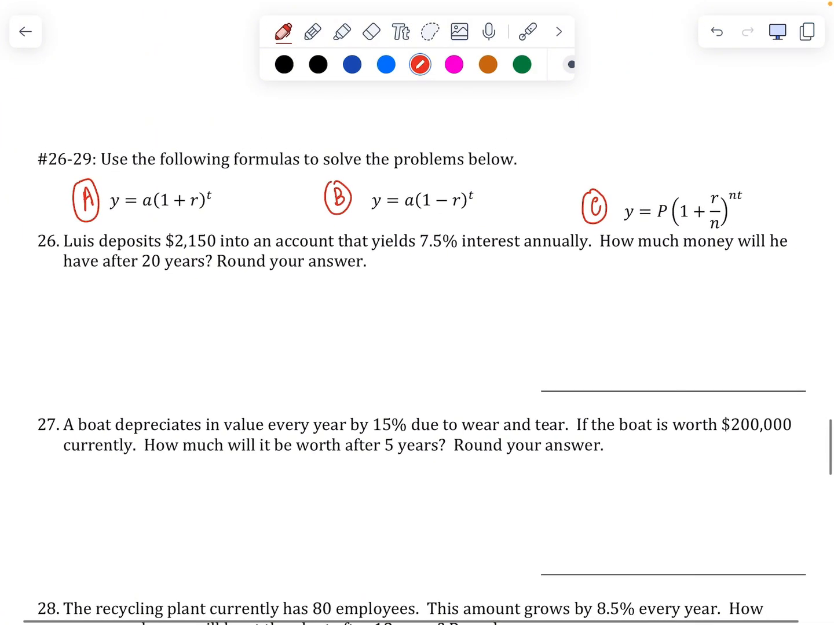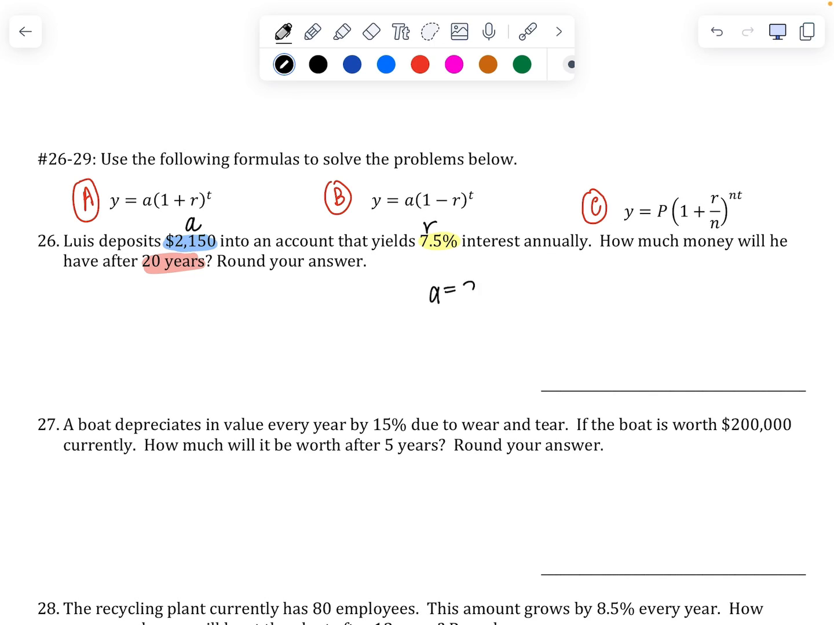Luis deposits $2,150 into an account that yields 7.5% interest annually. So you earn that. How much money will he have after 20 years? Round your answer. So let's go ahead and write down our initial value. This is our A, and I'm going to highlight it. This is our rate, and I'm going to highlight that too. And then we also have the time, which is 20 years. So let's write that down.